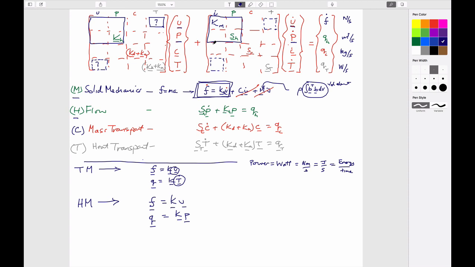But if we attempt to link these systems, then what we need to do is figure out exactly what the coupling matrices are. And so it would be the terms that perhaps go into this location, and this location, and this location, and this location.